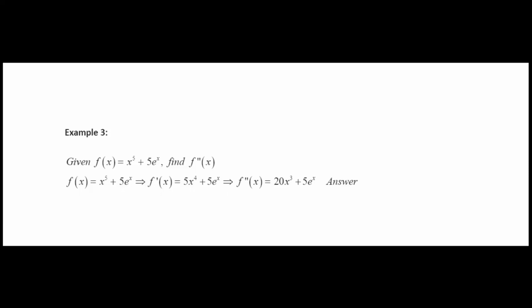So we have our summation rule here. If you're taking the derivative of x to the fifth plus 5 e to the x, the first derivative will be 5x to the fourth plus 5 e to the x, and the second derivative will be 20x cubed plus 5 e to the x. And so that's just another problem.